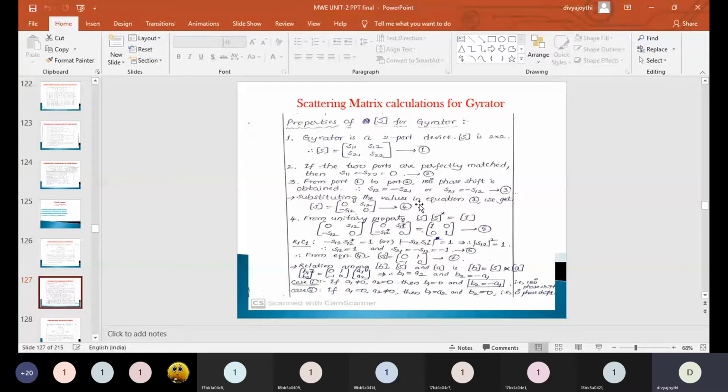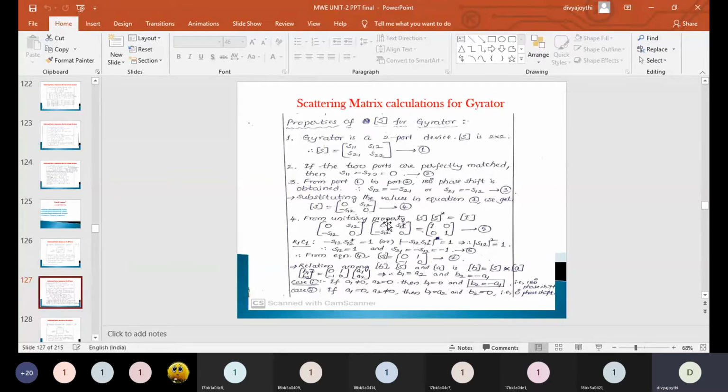So substituting the values in equation number 1, following the second property and third property, what do we get? S is equal to, of course, when both are matched S11 and S22 are going to be 0, and S12 we write as it is, and in place of S21 you can write minus S12. So this is the scattering matrix we got. Now we need to calculate what the S12 value will be.